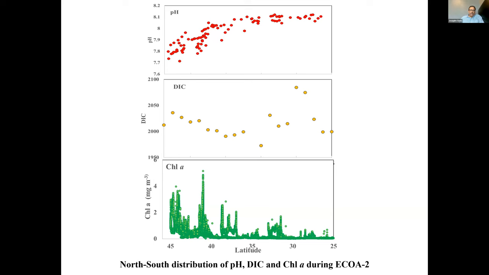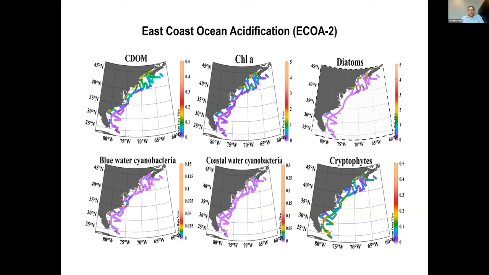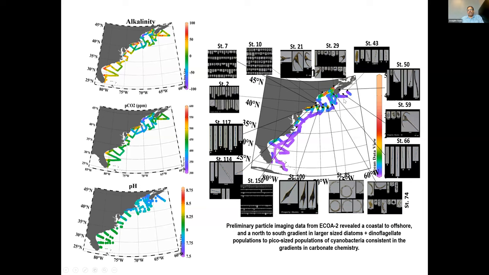And here is the distribution of different phytoplankton groups. You can see diatoms were highest in the Gulf of Maine region, where you had the lowest PCO2 concentrations. And again, you see this distribution of cyanobacteria, blue water cyanobacteria, coastal water cyanobacteria, and cryptophytes, which is consistent with what we saw in the Amazon River plume as well. And again, this is data from the FlowCam. Just to give you an idea, this area was rich with diatoms and dinoflagellates, but as you got down south, it was full of either Trichodesmium, and the further south you went, you had Synechococcus and other microorganisms.